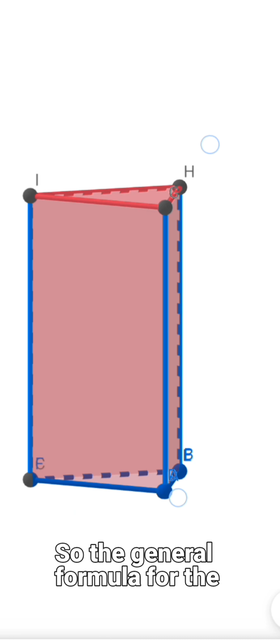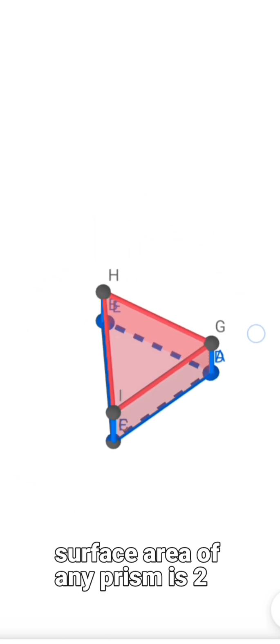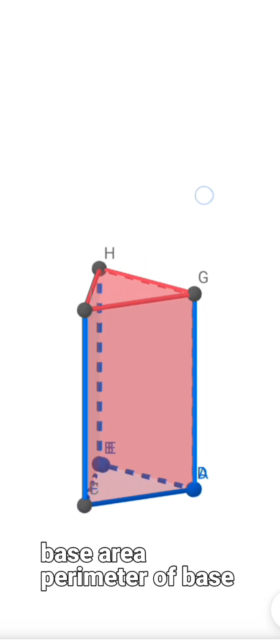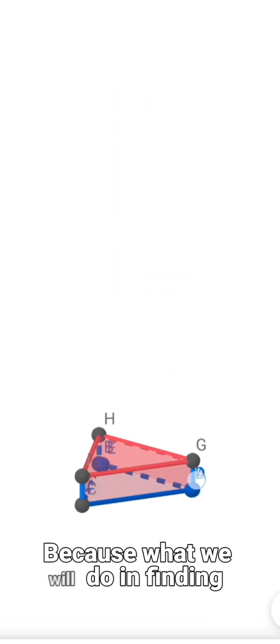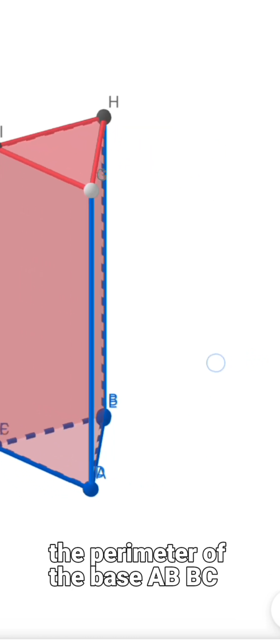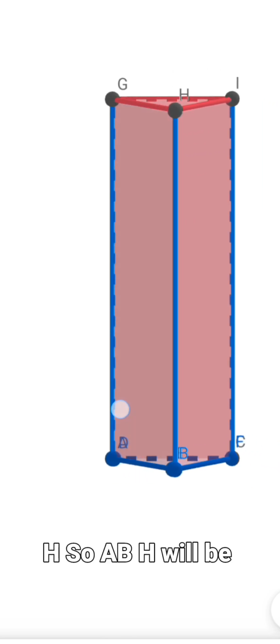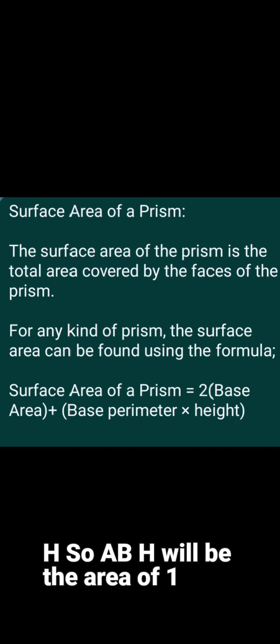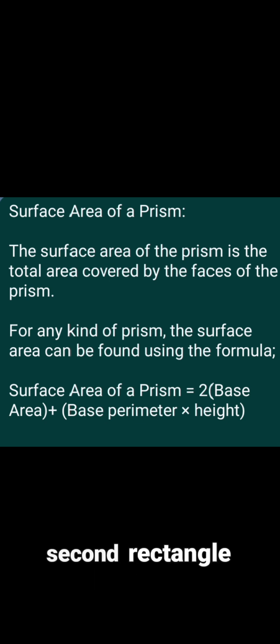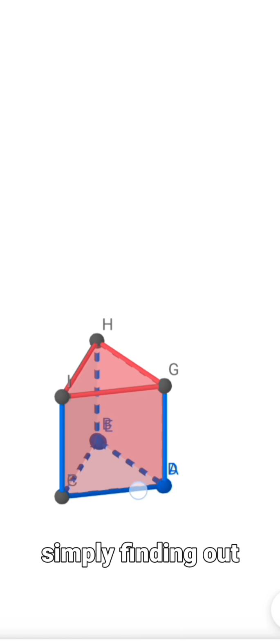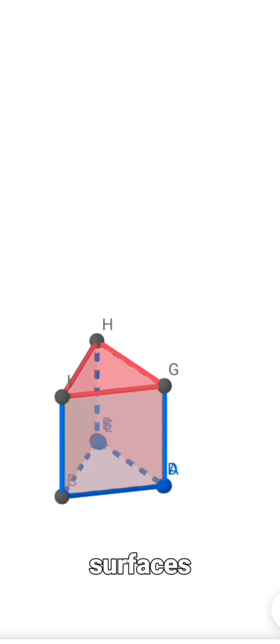So the general formula for the surface area of any prism is 2 into base area plus perimeter of base into height. Because what we will do is find the perimeter of the base, AB plus BC plus CA, and then we will multiply with H. So AB into H will be the area of one rectangle, BC into H will be the area of the second rectangle, CA into H will be the area of the third rectangle. So you can use the formula either way. All in all, we are simply finding out the area of all the surfaces.